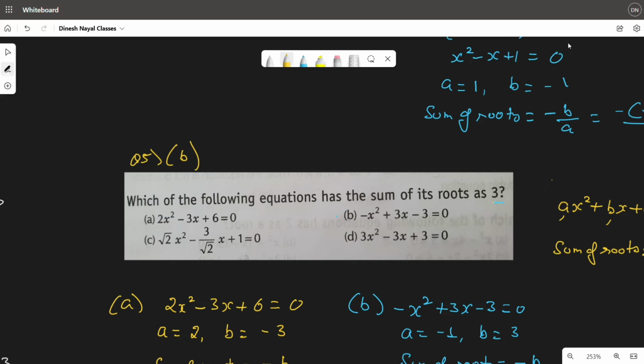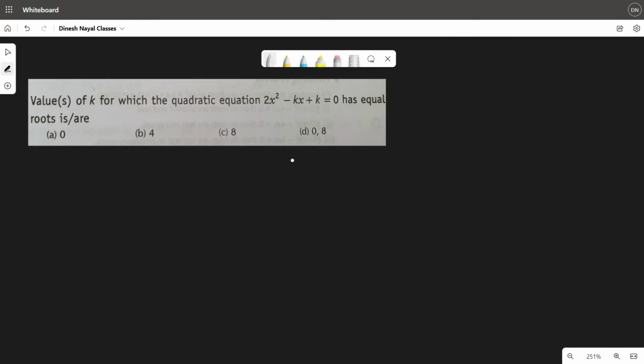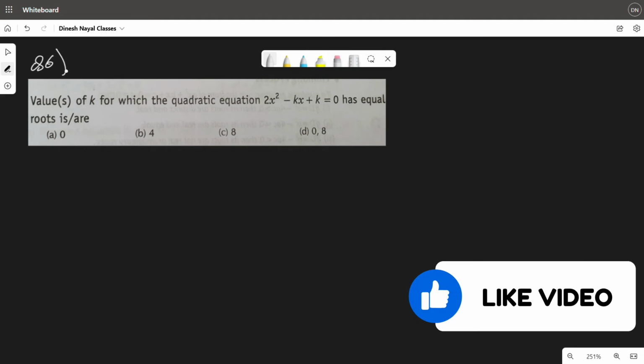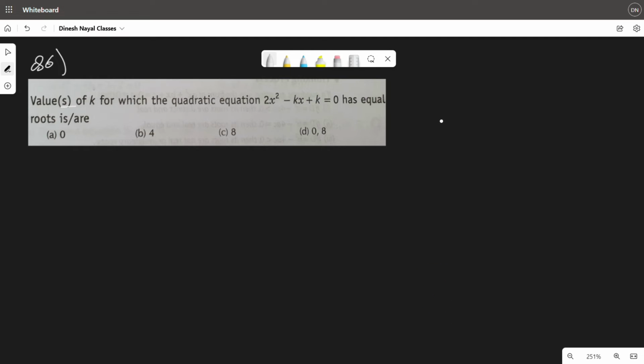Now, coming on to the next question, question 6. Values of k for which the quadratic equation 2x square minus kx plus k has equal roots. So there can be two answers also. If you have a quadratic equation ax square plus bx plus c, first of all we find the discriminant. Discriminant is capital D, which is b square minus 4ac.